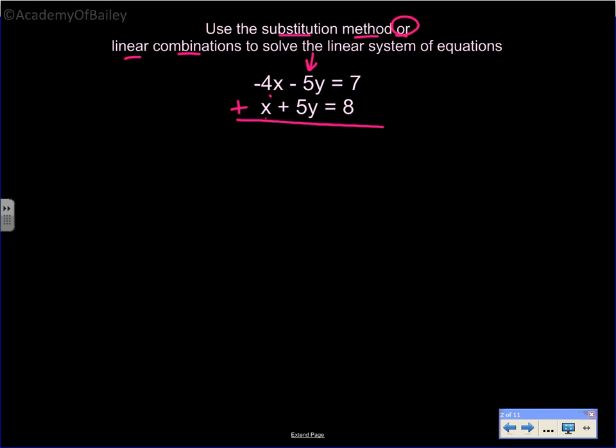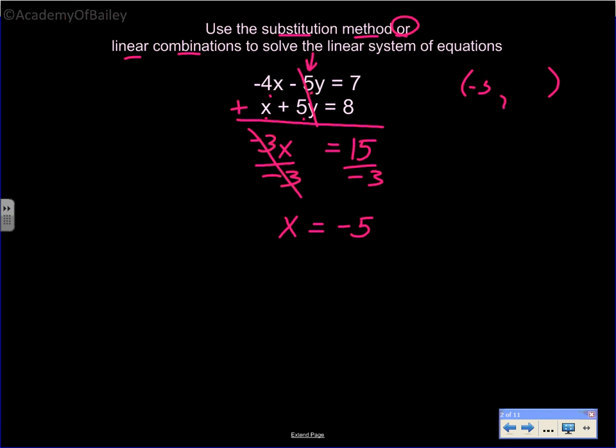Negative 4x plus 1x is going to give us negative 3x. Negative 5y plus 5y is 0y, so those just cancel out. And 7 plus 8 is 15. How are you going to solve and get x by itself? Divide each side by negative 3. The negative 3's cancel out and leave you with x. And 15 divided by negative 3? Negative 5. Now remember, we're trying to find the point in which they intersect, so x equals negative 5, that is on the left side.